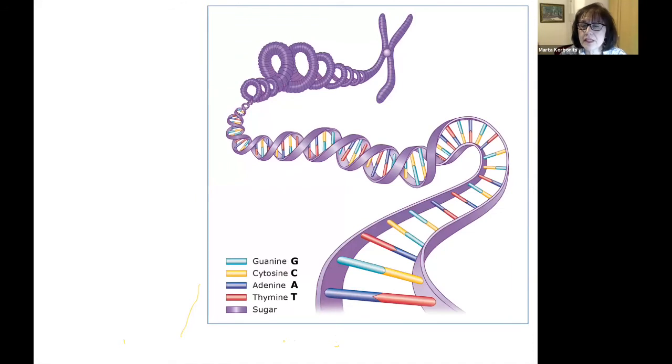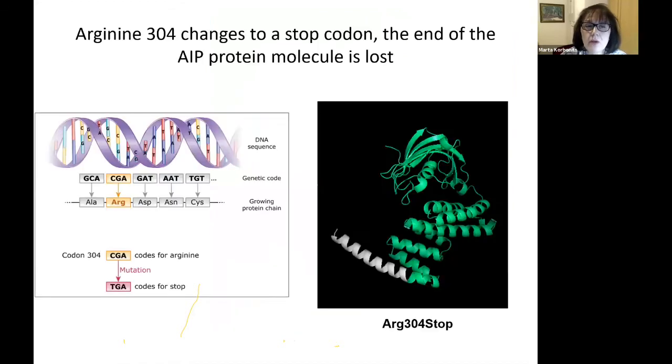So this is how the DNA looks like, and we have four bases, which are represented by the steps of this ladder here, and these are giving us a code for our genetic makeup. So usually every three of these base pairs give us a code for an amino acid, and that is the building block of our proteins. And if we take one of these triplets, CGA, that codes for an amino acid called arginine.